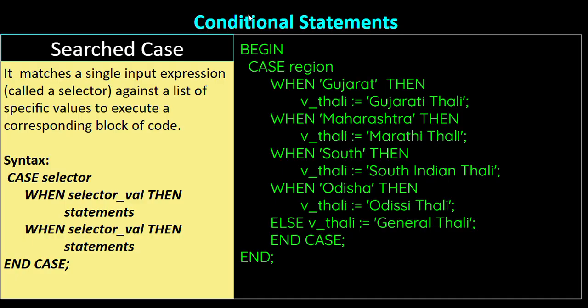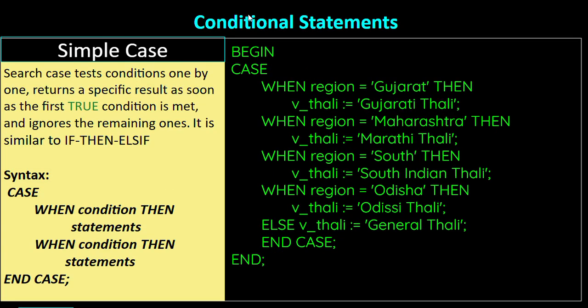It matches a single input expression called the selector, that is region here, against a list of specific values to execute a corresponding block of code. This is the simple CASE statement. It will test conditions one by one and return a specific result as soon as the first true condition is met and ignore the remaining ones, similar to IF-THEN-ELSIF.